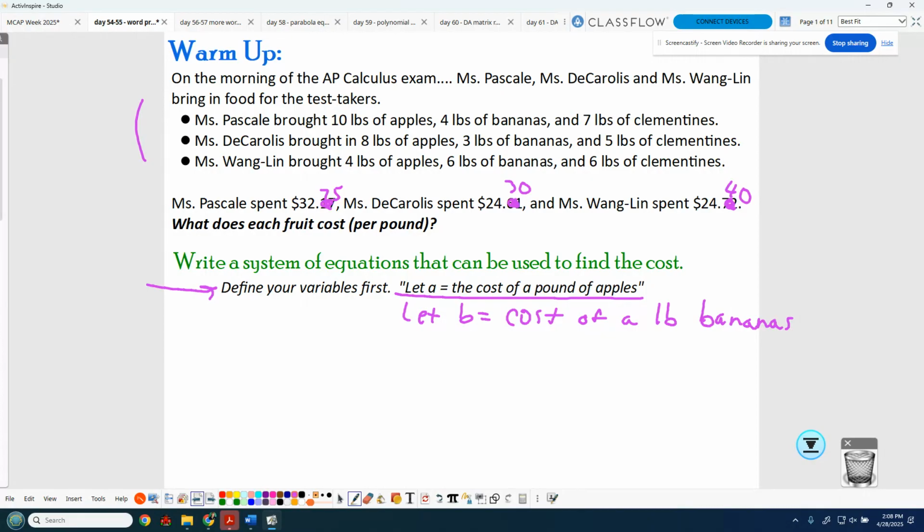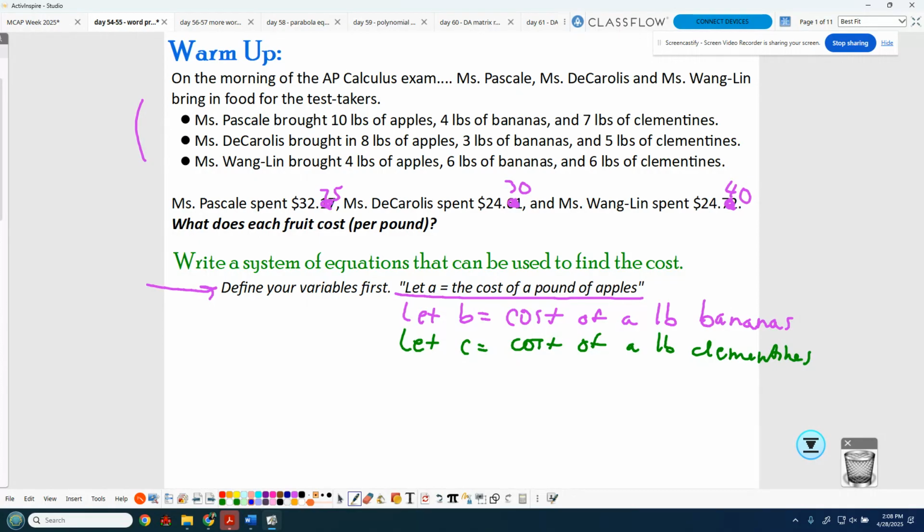Okay? What's my other variable going to be? Cost per pound of clementines. Okay. I think they put the start of the words as A, B, C. Yes. We're so clever.